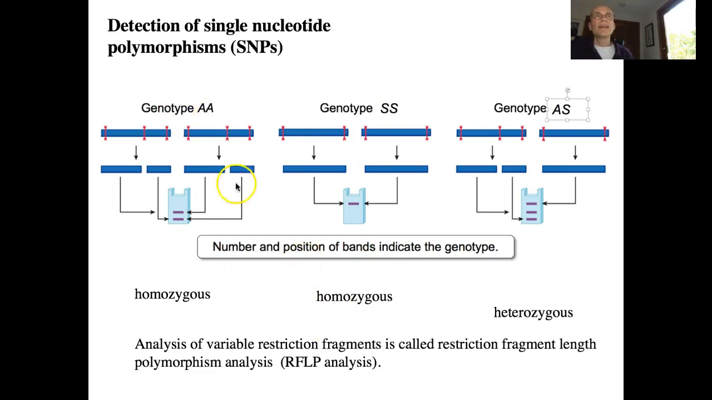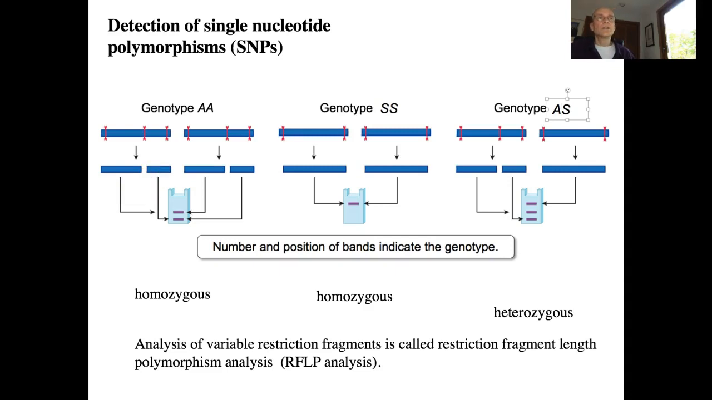And this kind of analysis, when you are using restriction fragments, when you're cutting DNA with restriction enzymes, and then you're analyzing their variable restriction fragment lengths, that is called a restriction fragment length polymorphism analysis, or for short, RFLP analysis. So this is RFLP analysis. Again, just like before, it uses a polymorphism, a difference, can be a SNP, to determine different alleles in different individuals.